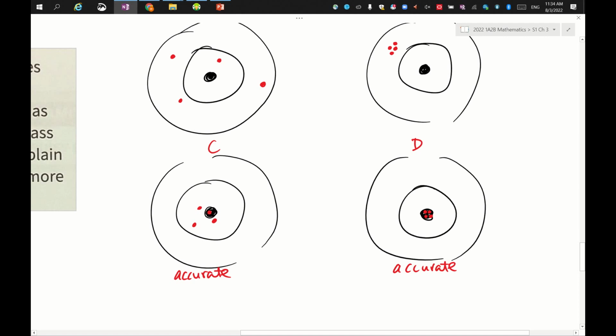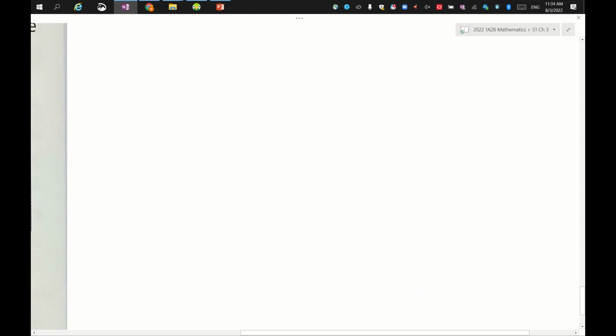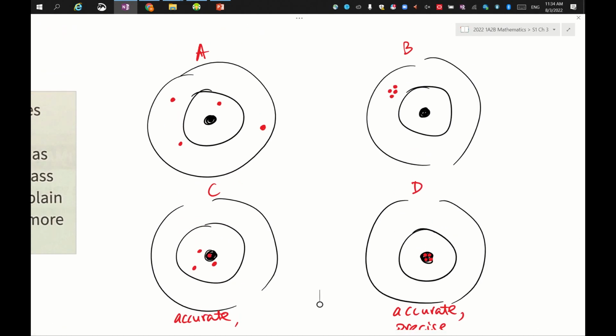Whereas in C, although accurate, all generally in the center, they are very far apart. They are slightly further apart, right? So we say that this is accurate and precise, whereas in C, it is not precise. Okay? Now, using these 2 keywords, accurate and precise, can you describe the scenario B to me? Using the 2 words, accurate and precise.